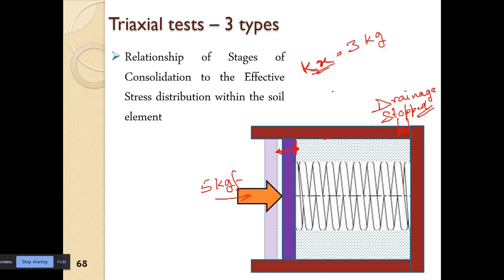Now what about the remaining load? Now we have 2 kg force. What about that? That part of the load will be taken up by the pore water.